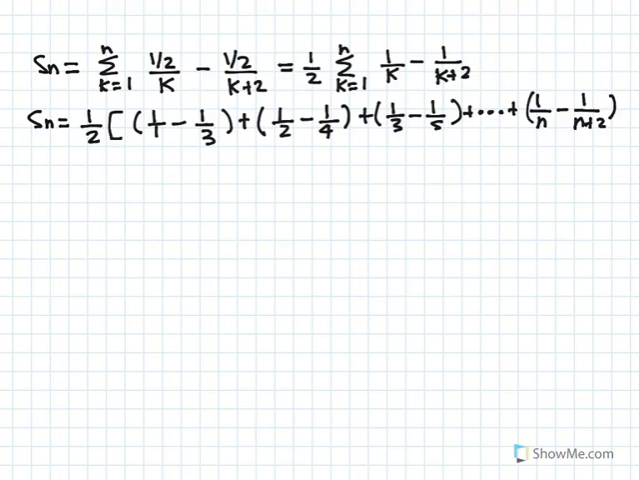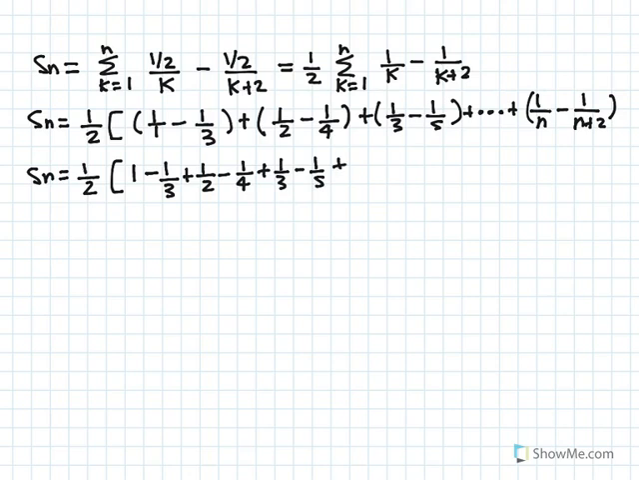Now let's expand this. We get Sn is equal to 1/2 times 1 minus 1/3 plus 1/2 minus 1/4 plus 1/3 minus 1/5 plus 1 over 4 minus 1 over 6.